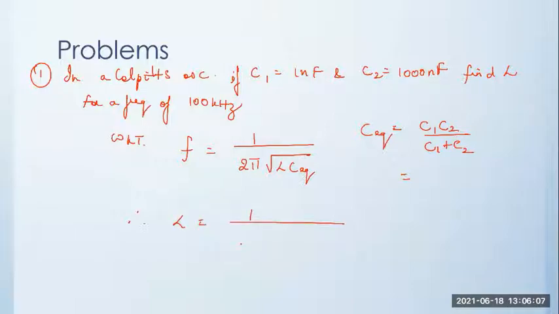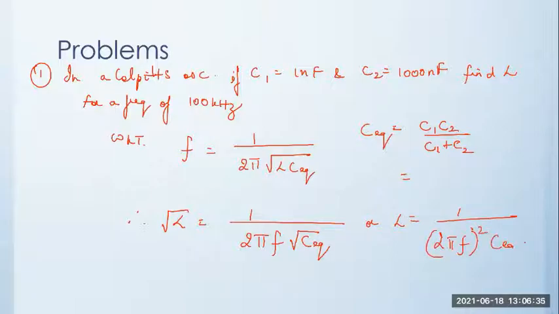L will be 1 by 2 pi F into root of C equivalent. Sorry, it won't be root. This will be root L, right? If I square it, this is root L, or L is equal to squaring on both sides. This becomes 1 by 2 pi F the whole square into C equivalent. Find out that value. Direct problem, 2 to 3 marks. How much you would get, you check out. You can calculate at home also.